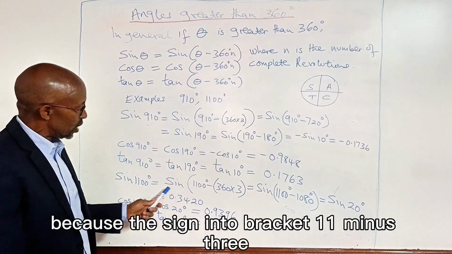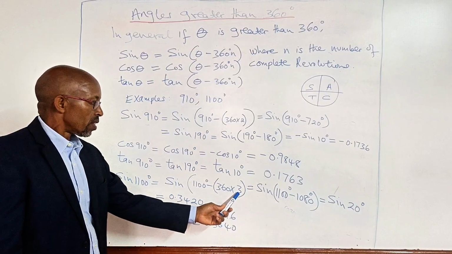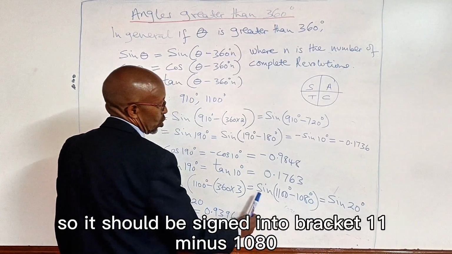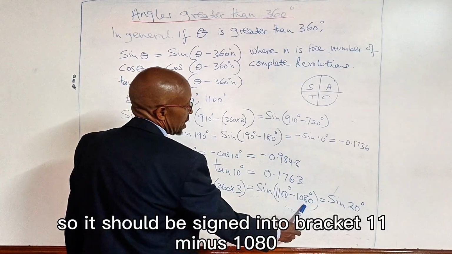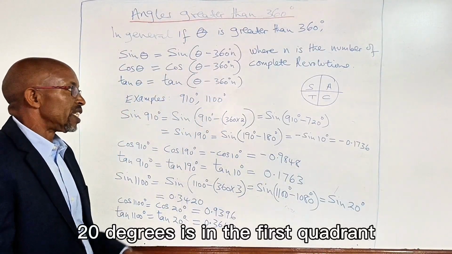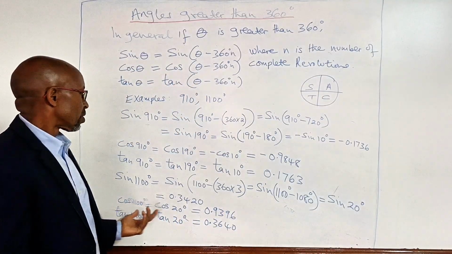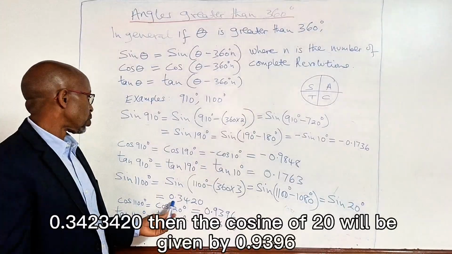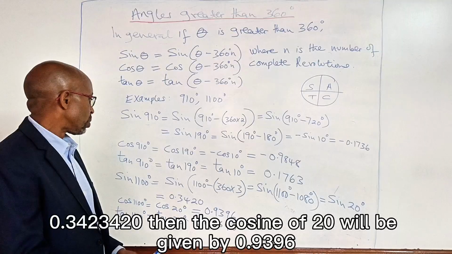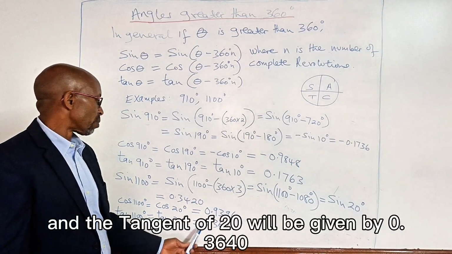The next example is 1100, so we get sine of 1100 degrees. It will be equal to the sine into bracket 1100 minus 360 times 3. There are 3 complete revolutions, and 3 revolutions gives us 1080. So it will be sine into bracket 1100 minus 1080, which is equal to sine of 20 degrees. 20 degrees is in the first quadrant. So all of them are positive. Therefore, the sine of 20 degrees will be equal to positive 0.3420. Then the cosine of 20 will be given by 0.9396. And the tangent of 20 will be given by 0.3640.